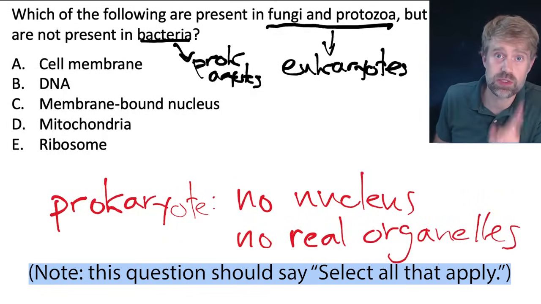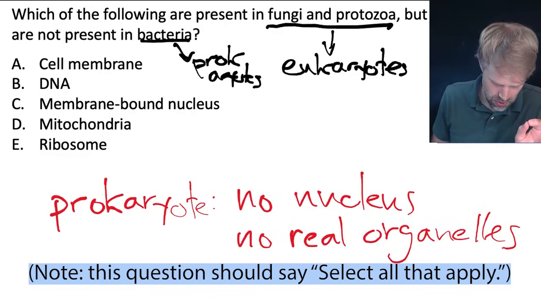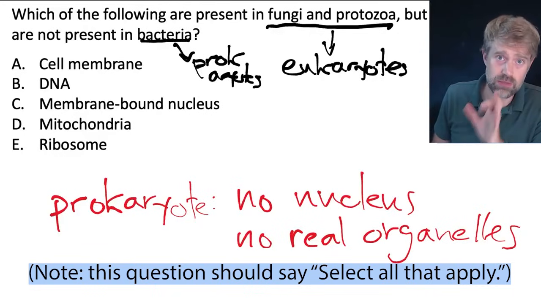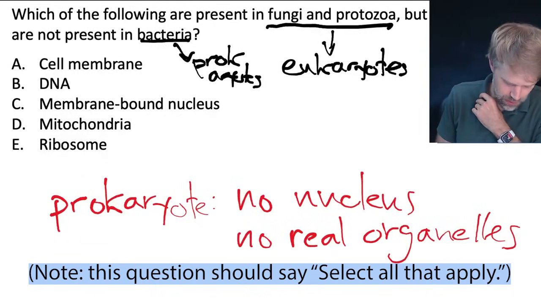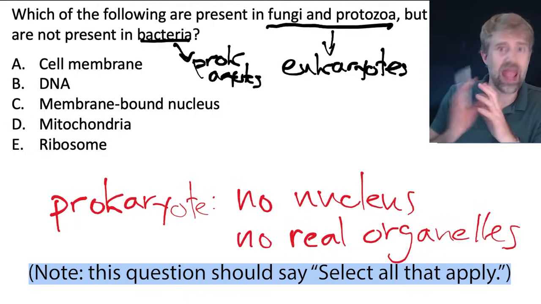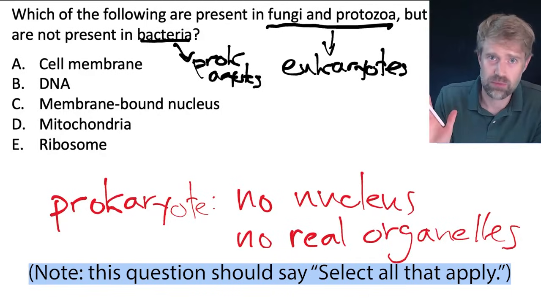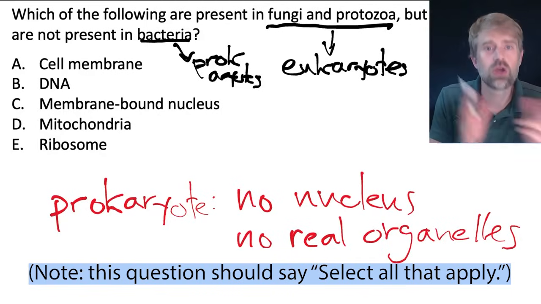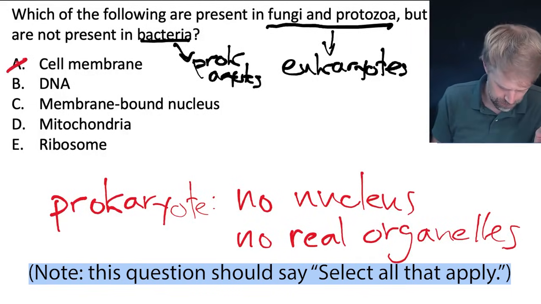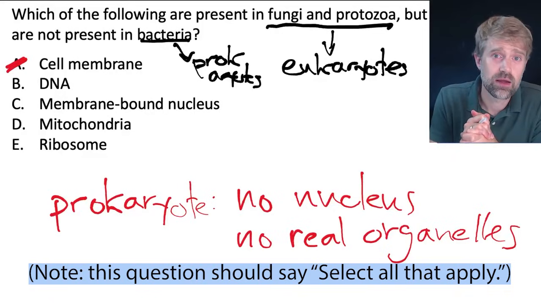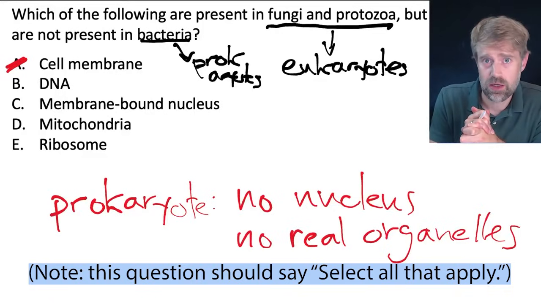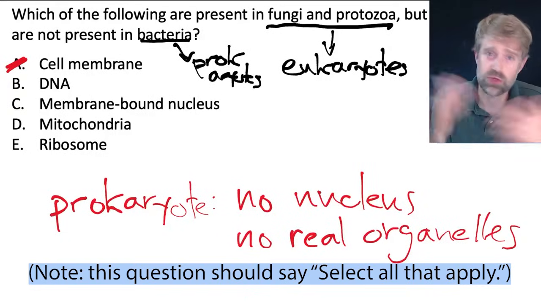So let's go through this list step by step. What is present in fungi and protozoa, but not present in bacteria? Cell membrane. No. Everybody has a cell membrane. If you're a cell, you have a cell membrane. Prokaryotes have a cell membrane. Eukaryotes have a cell membrane. DNA. All cells have DNA. If you're a prokaryote, you have DNA. If you're a eukaryote, you have DNA. If you're a cell, you have DNA.